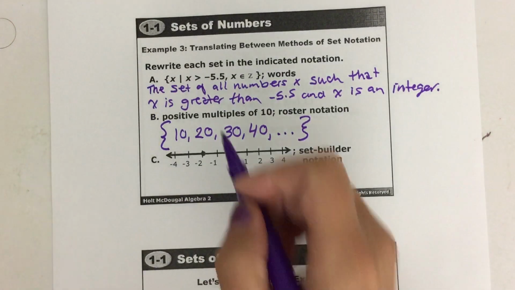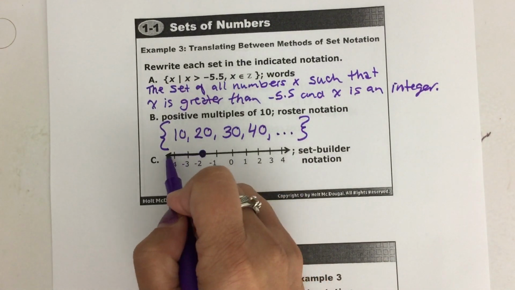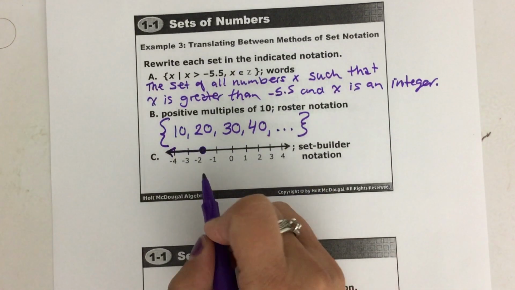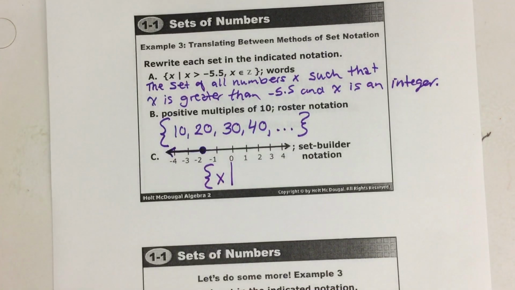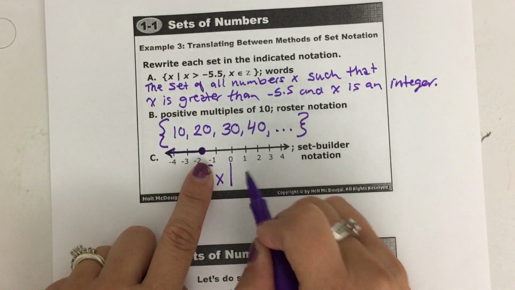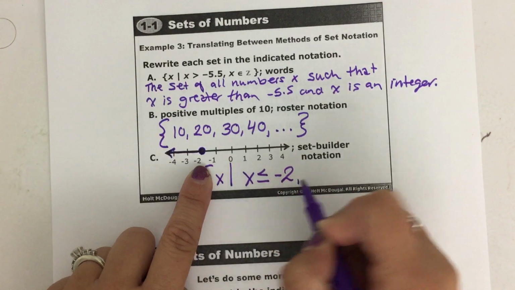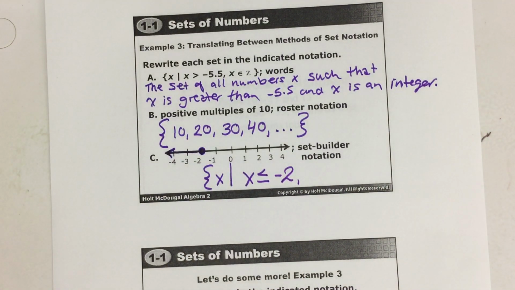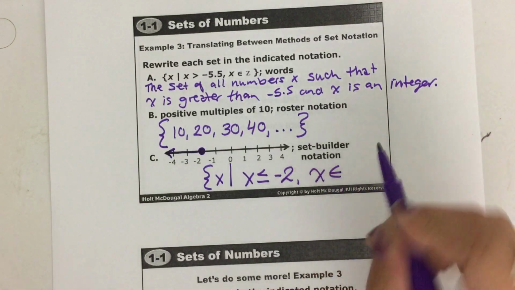Next, they're giving us a number line. This is supposed to be right on the -2, and notice the arrow is going this way, okay? Set builder notation: bracket, X, vertical line, every time. Now what you need is an inequality to describe the numbers that you're looking at. We are looking at X being less than or equal to -2 because it's a filled in circle and it's going to the left. Now, X is what kind of number?